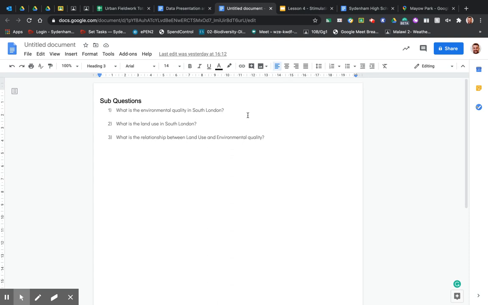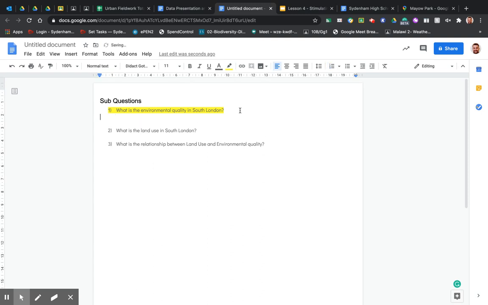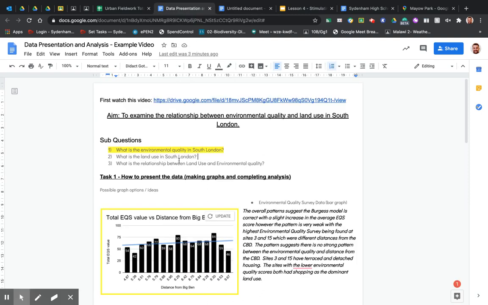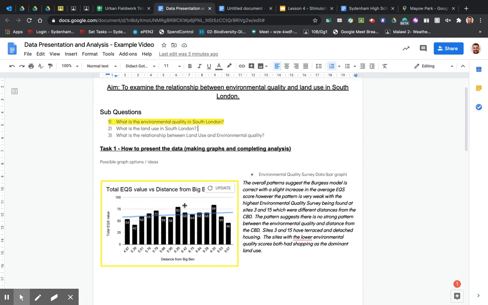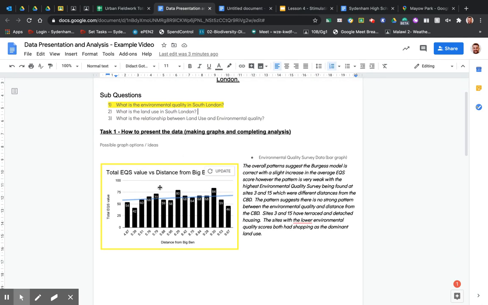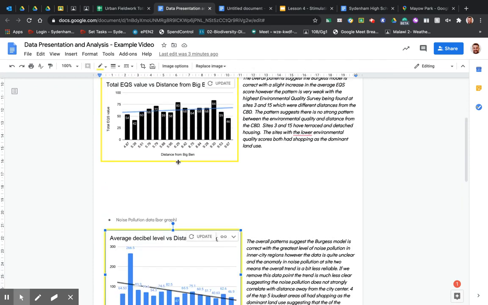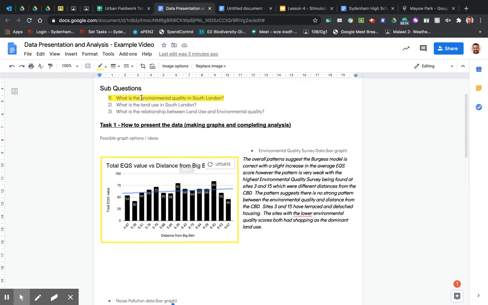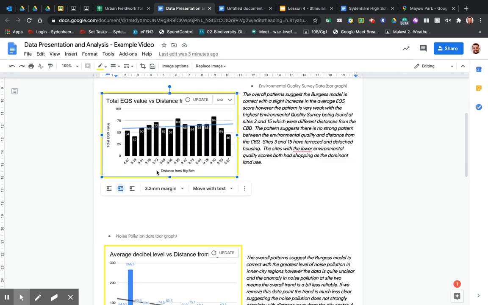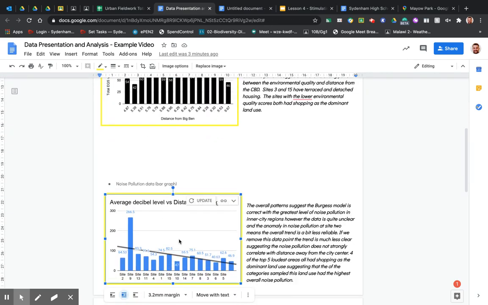But when we're doing data analysis, we've got to remember what's the purpose of it. And the purpose of this is to answer these questions here. So the first question, what is the environmental quality in South London? Now, we color-coded this into, say, the two things we were going to do: we were going to look at the EQS values in East London and the noise pollution. So if I've got other graphs that tell me about the different environmental quality, great. But these are the two things I need to focus on.